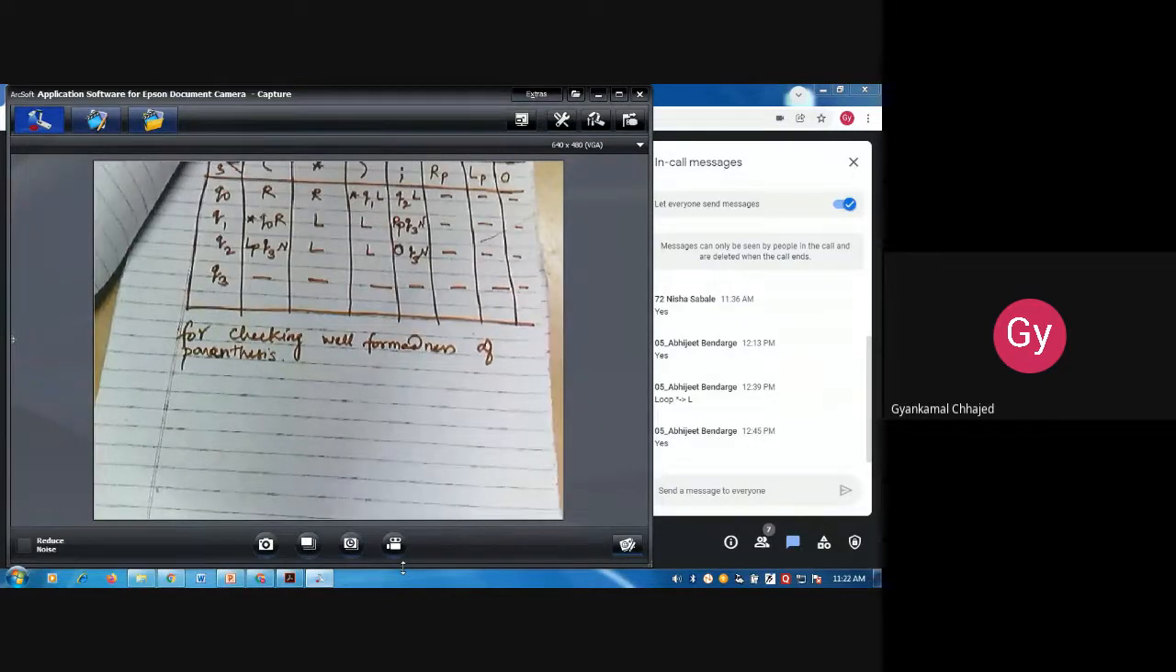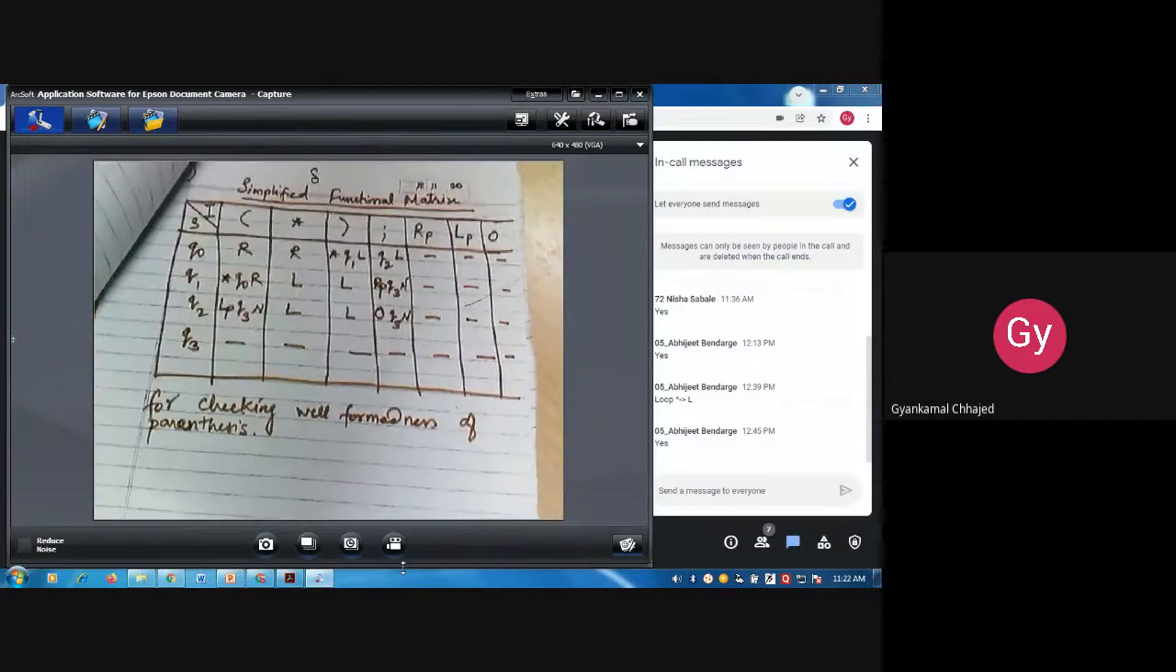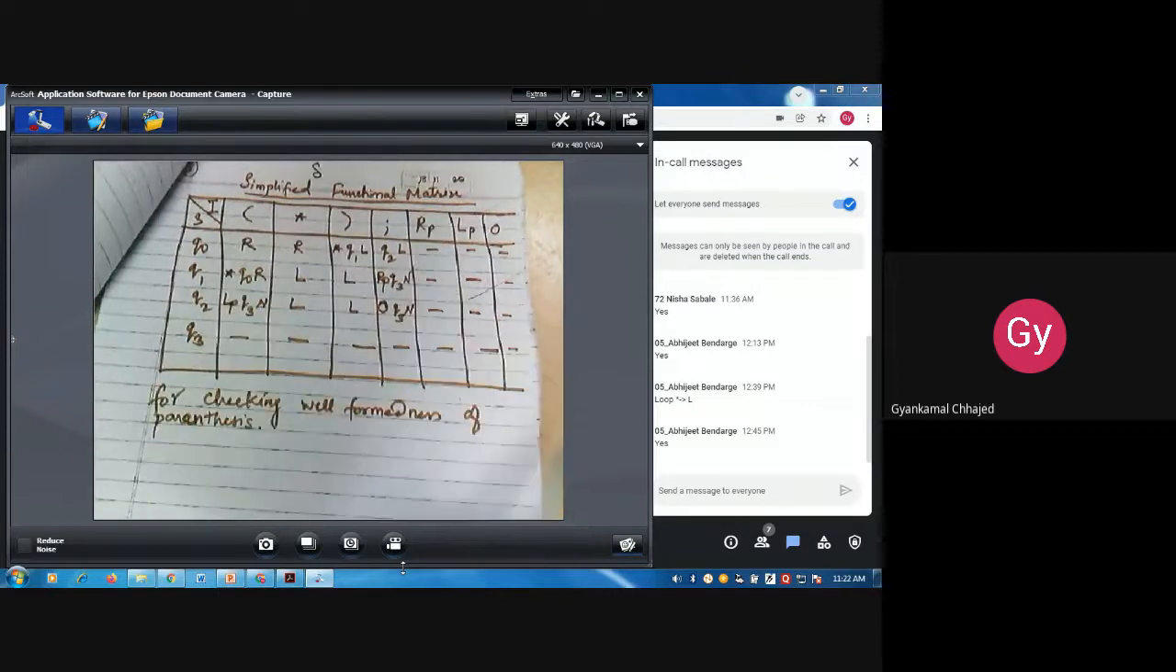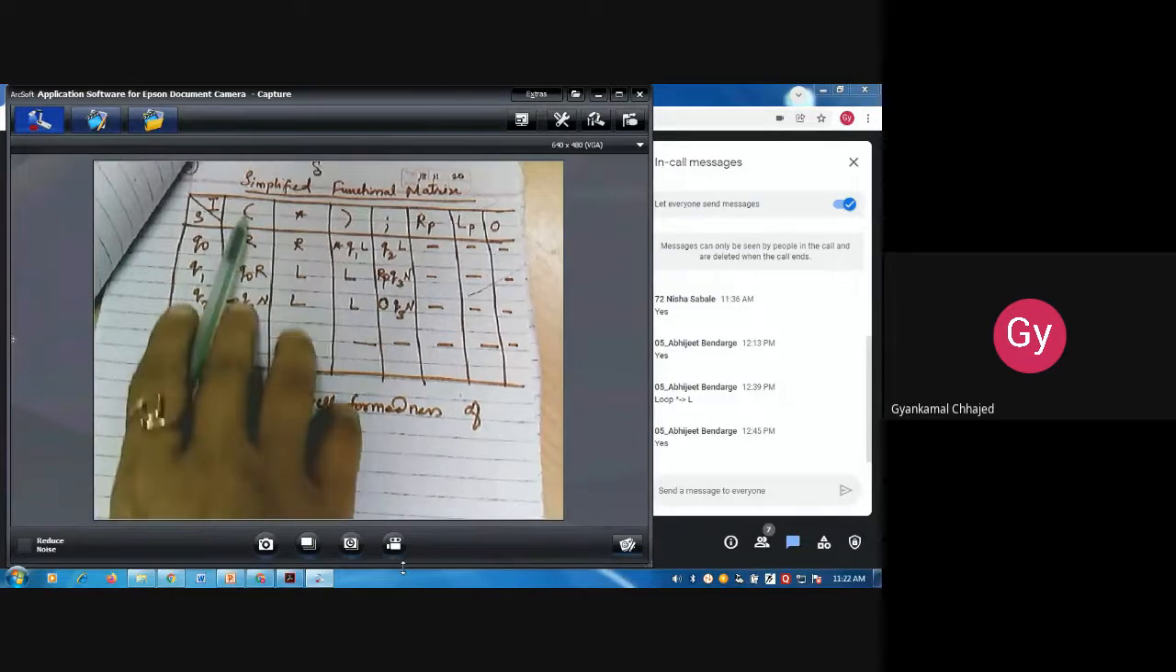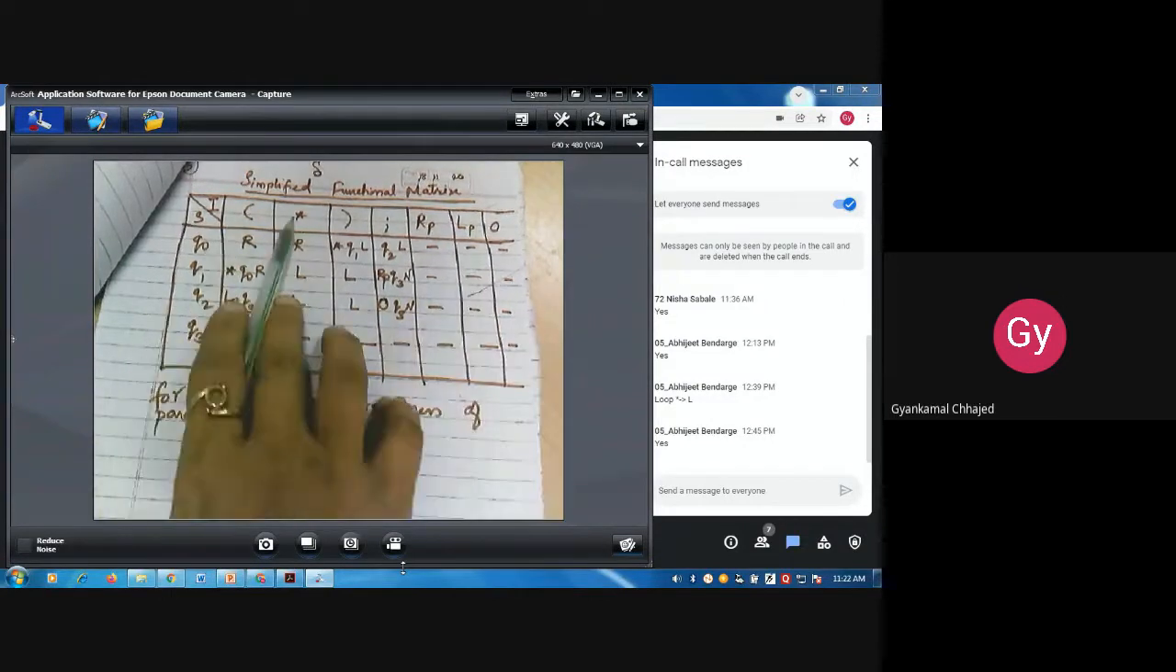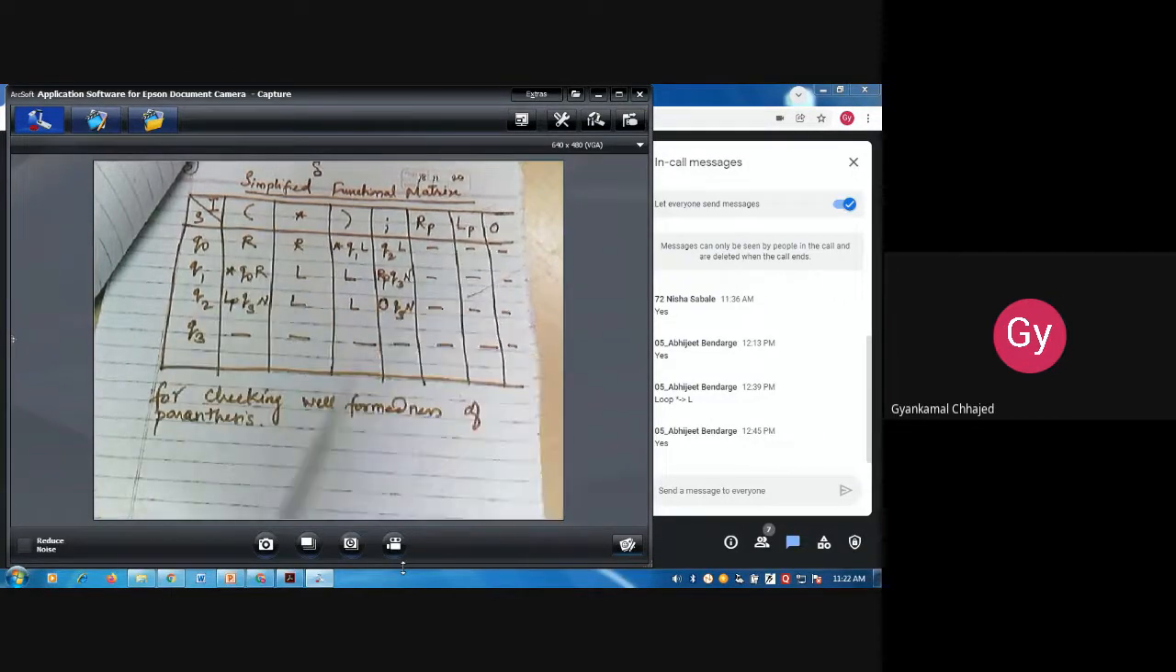So once you draw this machine, you can easily convert it to or represent it with the help of a simplified functional matrix. But it is a must that you should consider all the symbols, input symbols. If there is no movement, you have to just give the dashes.